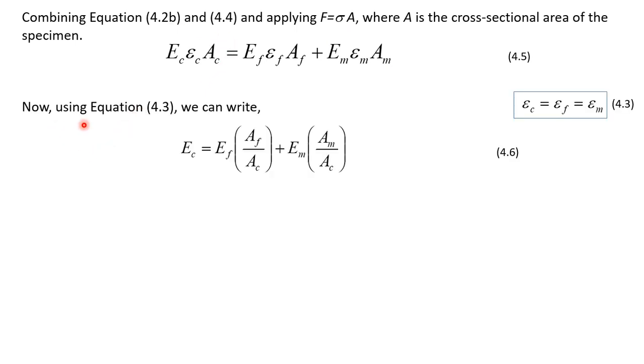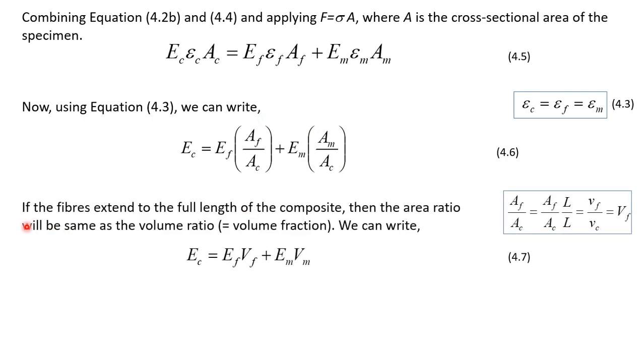Now using 4.3, whereas 4.3 equation has given us this one: strain in the composite is equal to strain in the fiber is equal to strain in the matrix. So that means epsilon c, epsilon f and epsilon m are all equal to each other. So basically they will get cancelled out. So we will obtain EC, which is the modulus of the composite, is equal to modulus of the fiber multiplied by this area ratio, area of the fiber divided by area of the composite. And then modulus of the matrix, area of the matrix divided by area of the composite. So this is the area ratio and this is also the area ratio.